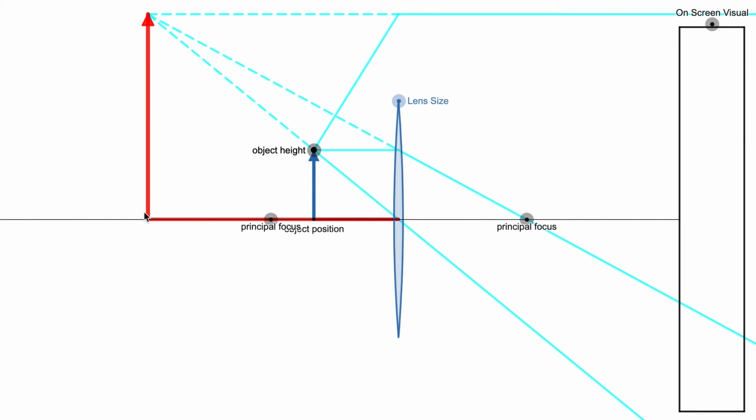You can still identify a line coming out horizontally from a point on the object, which then intersects with the vertical axis of the lens and then goes through the focal point. You can also see a ray of light that goes from the same point on the object all the way through the centre of the lens and continues in a straight line. The point at which these two converge isn't on the right hand side, but is actually on the left hand side, and it is from here that it appears the light is coming from.